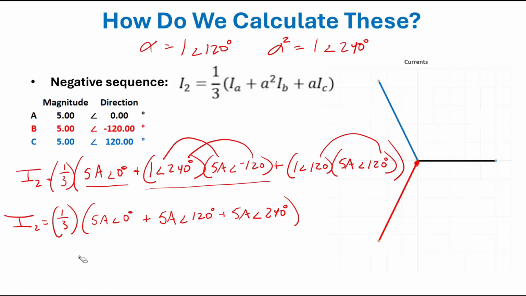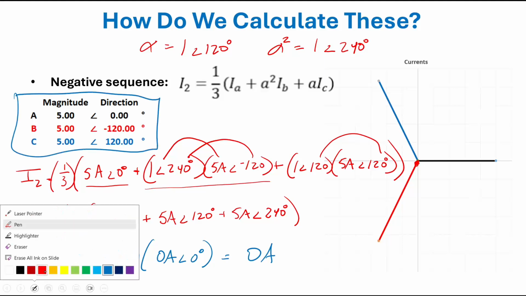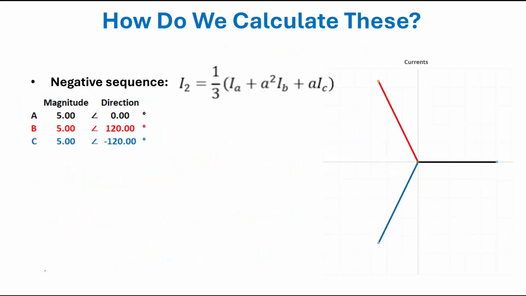So our resulting answer is going to be I2 equals 1/3 times 0 amps at an angle of 0, which is just equal to 0 amps. Okay, so we expected that. This is a 100% positive sequence system, and we're doing the negative sequence calculation, so we expected it to be 0. This one, though, should be 100% negative sequence because our phasors are swapped. We have this rotating in the reverse. This is C phase, A phase, and B phase, and they're rotating in this direction. So this one is reversed.